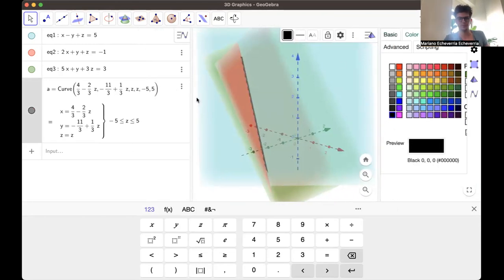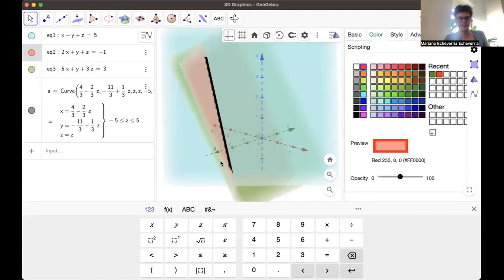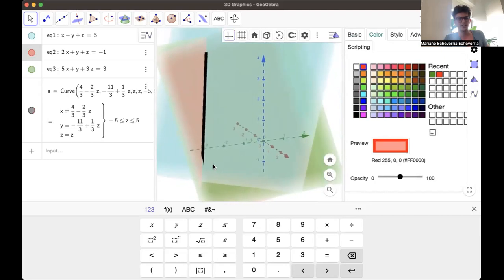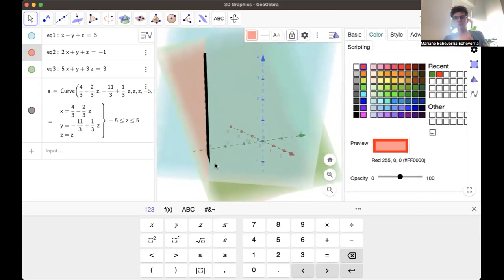So that's the line of intersection. What's happening here is that you started with three planes, and all three of them happen to meet at a single line. That's geometrically what's going on. Let me fix the equations in the notes, because I did make a small typo here.